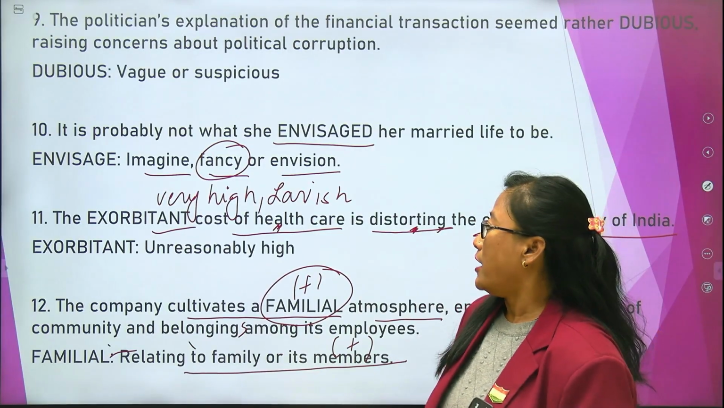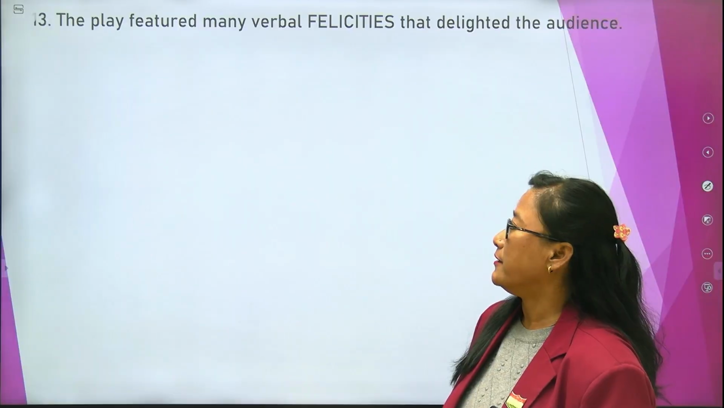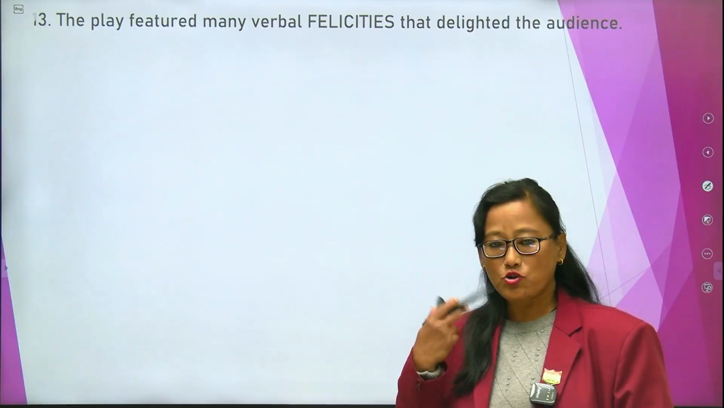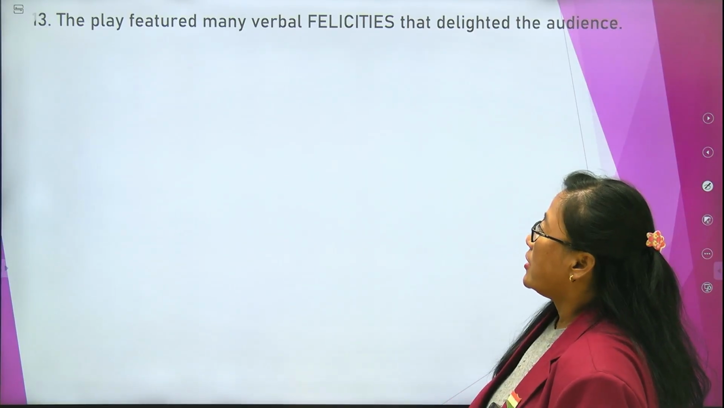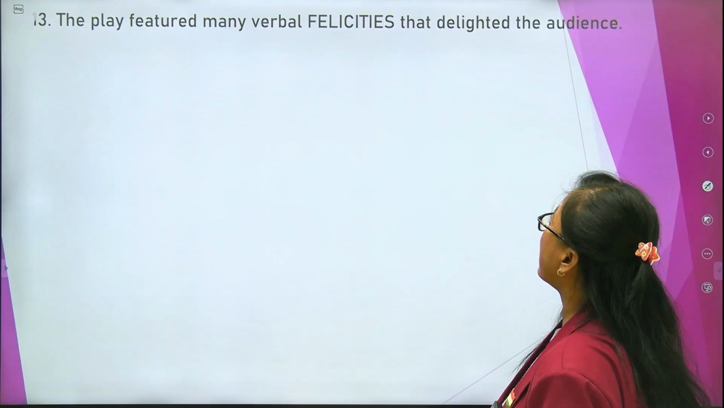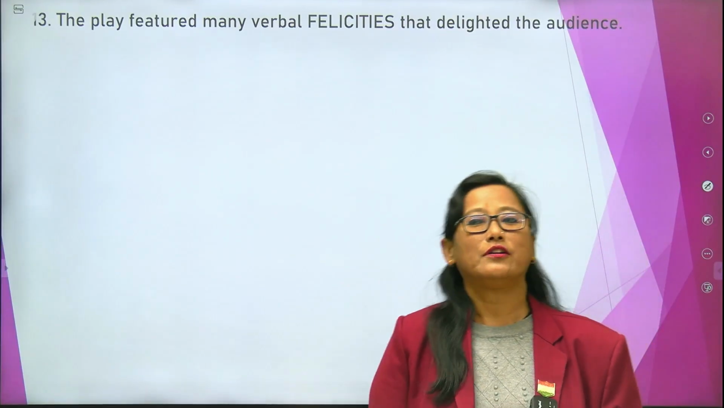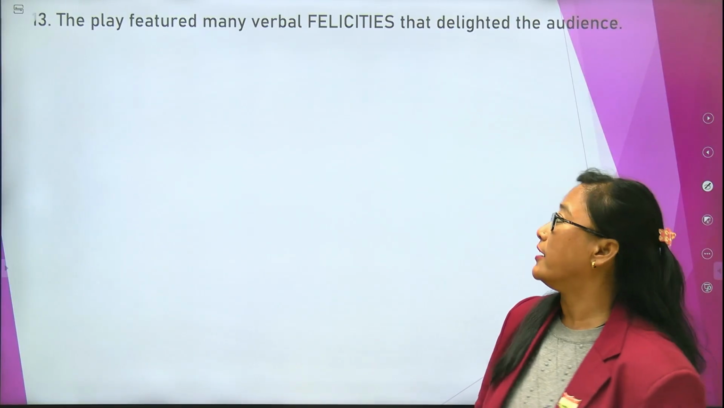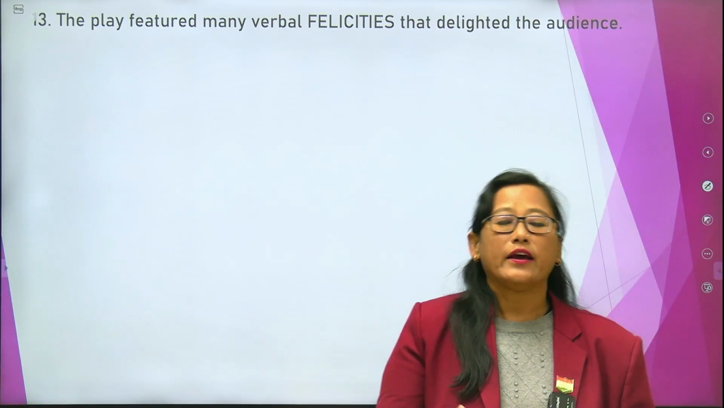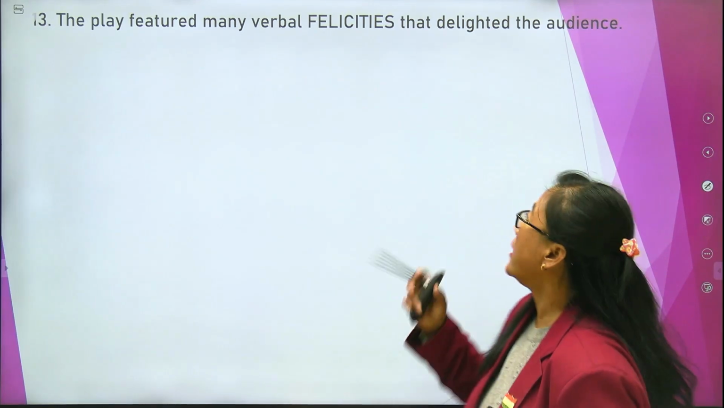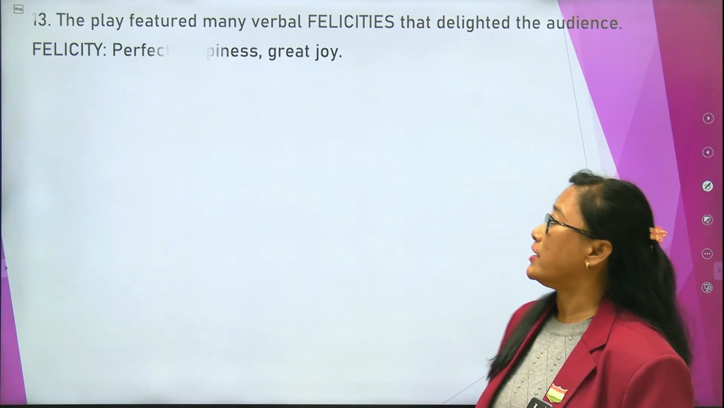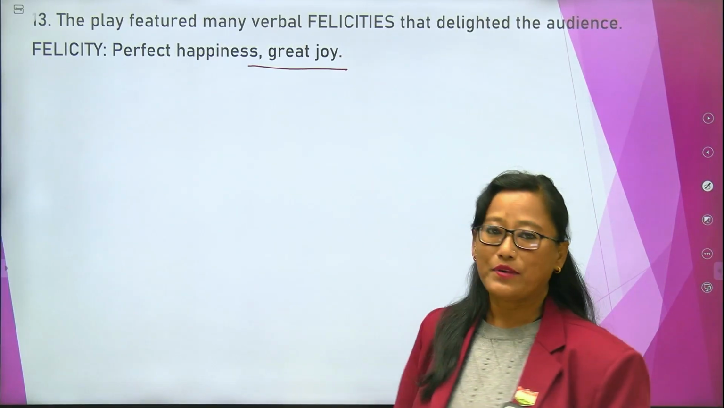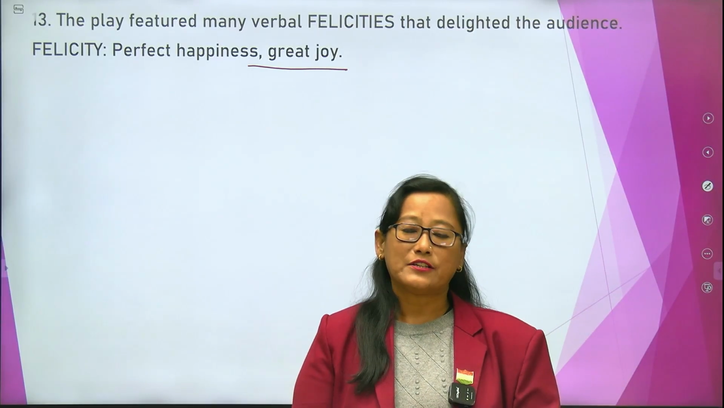Okay. Now let's move on to the 13th sentence. The play featured many verbal, you know what is verbal? When we talk, that is verbal. So the play featured many verbal felicities that delighted the audience. Positive word, right? Something positive is happening. Whatever verbal felicities the play portrayed, that delighted the audience, that made the audience happy. Felicities means perfect happiness. So the words they used were perfect.